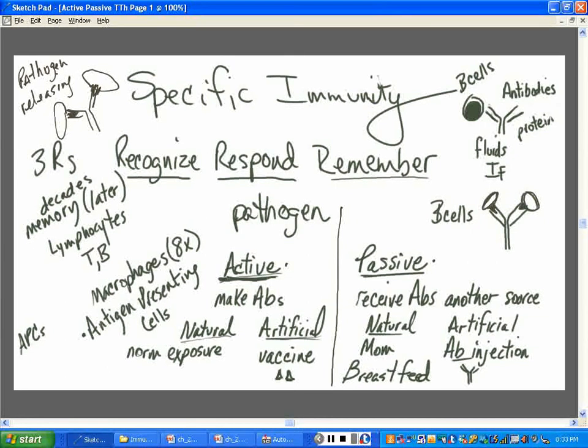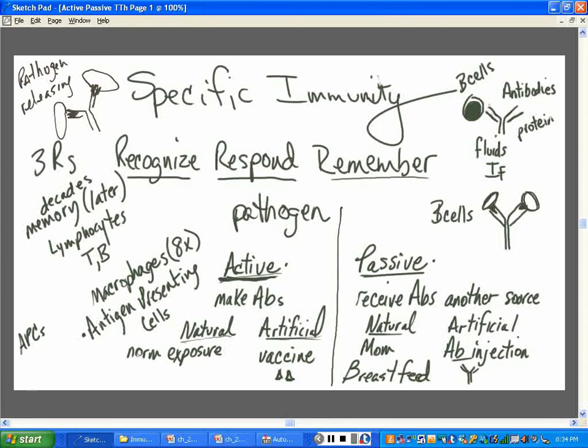So notice, both natural passive types you receive from mom. Sometimes when you're inside of mom, sometimes after birth. This is one of the advantages of breastfeeding to the baby, it helps to keep the baby's immune system stronger. Okay? Because at this point in time, the baby's immune system is developing in early stages. So they've shown that babies that get breastfed can be healthier than babies that are not.